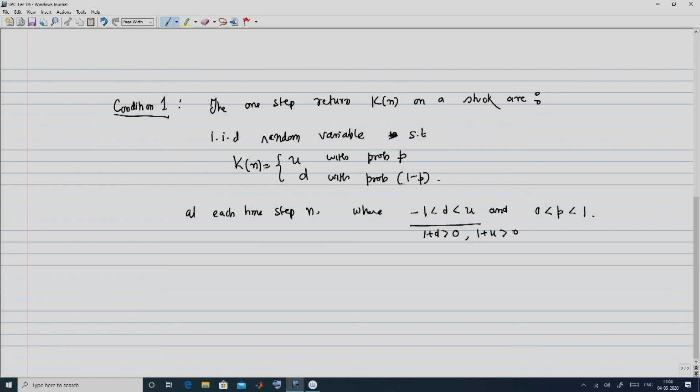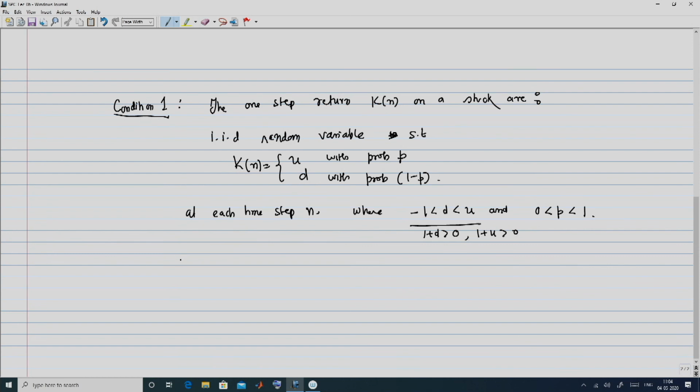And the reason I cannot allow p to be equal to 0 or 1 is that if either p equals 0 or p equals 1, that means the return k of n is no longer going to be a random variable, and then it will become a certain return, and it will start acting like a bond.